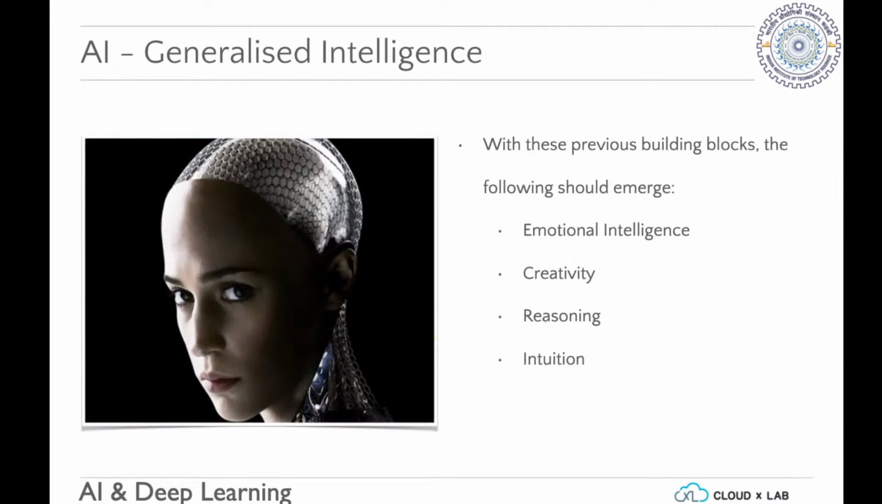Okay, the last concept: they believed that a concept of generalized intelligence could emerge. If you finish the previous sub-objectives, the existence of all these blocks would be able to deliver generalized intelligence, what we consider more human, like emotional intelligence, creativity, reasoning, intuition, etc. This was the philosophy which people thought of.